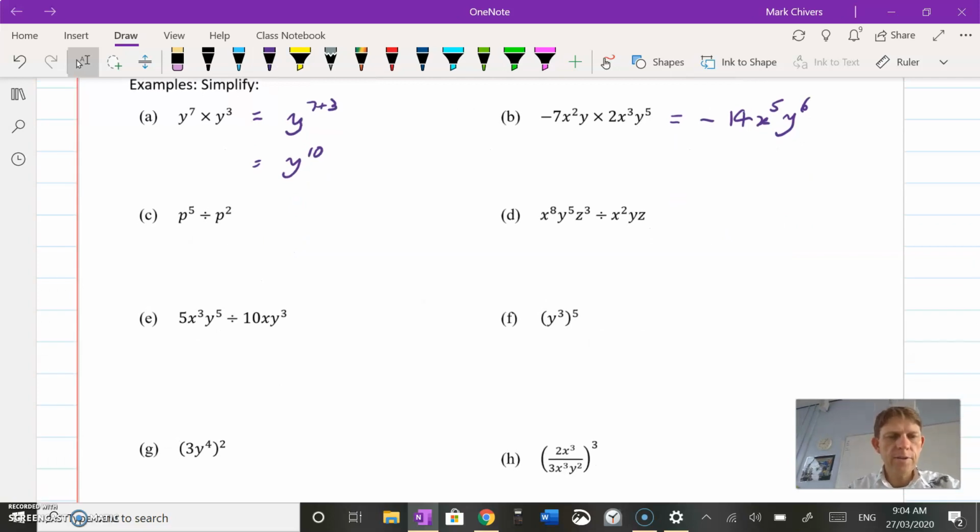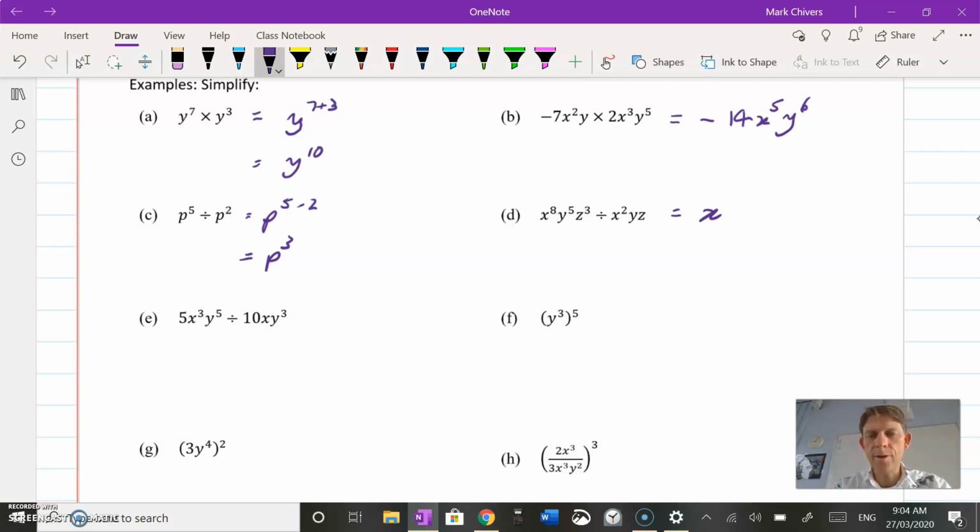Okay, so for C we've got the second index law being applied, so p to the 5 divided by p squared. Remember, same base, we get to subtract the indices. So that's going to be p to the 5 minus 2, which is going to be p cubed. And then same again when we've got a few different letters and numbers going on, just deal with them each one in turn. So 8 take away 2 is going to be our power for x. Sorry, x to the power of 8 divided by x to the power of 2 is just going to give us x to the power of 6.